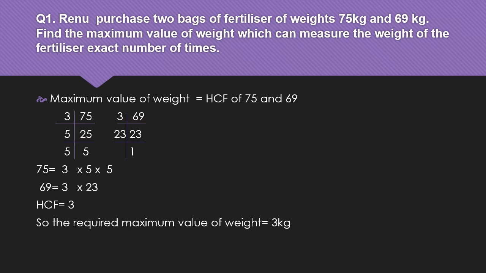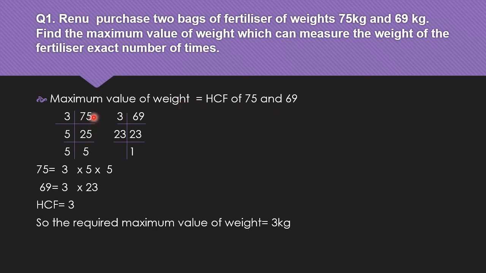Exercise 3.7, question number 1. Renu purchased 2 bags of fertilizers of weight 75 kg and 69 kg. Find the maximum value of weight which can measure the weight of the fertilizer exact number of times. So in this question, maximum value of weight we have to find out. So maximum value of weight is same as the HCF of 75 and 69. So here maximum value is asked. So find the HCF of 75 and 69.